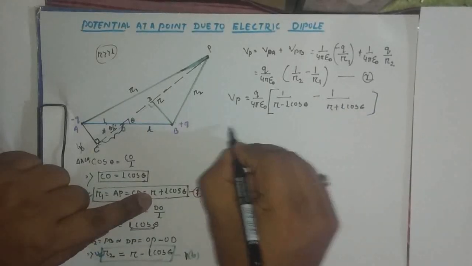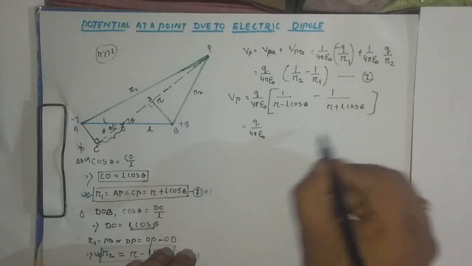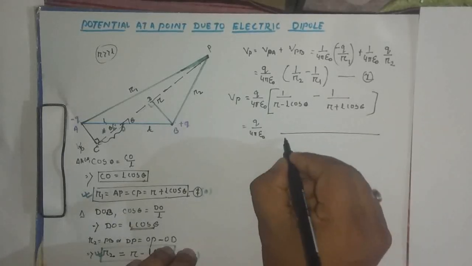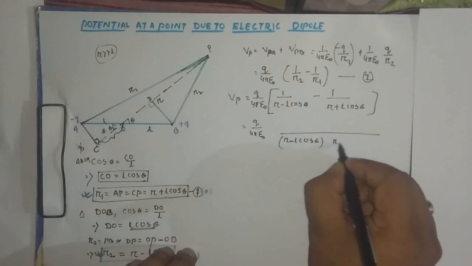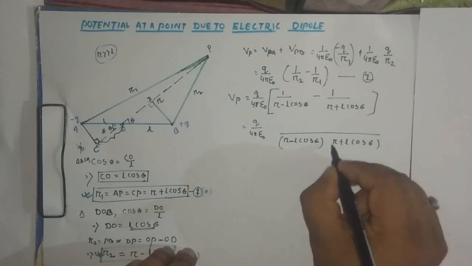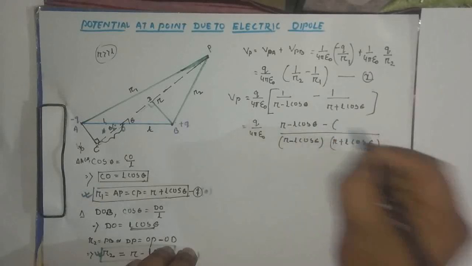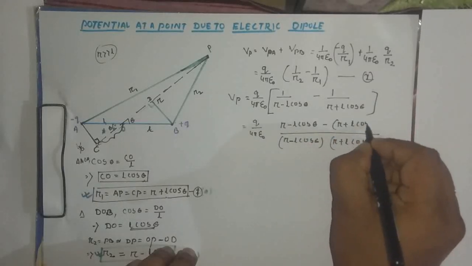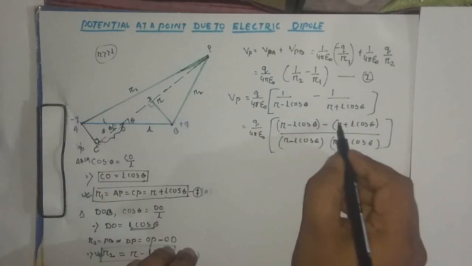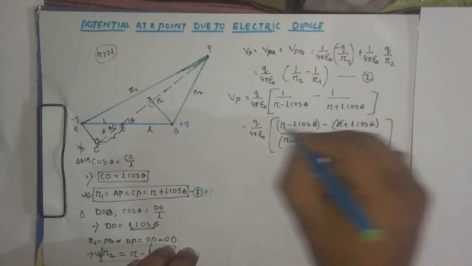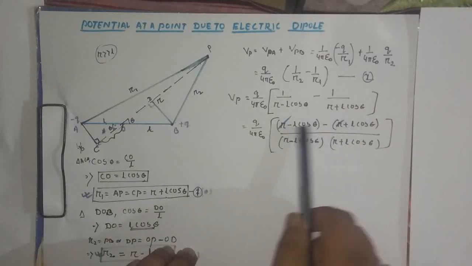Now we know the math. You can proceed and solve it. R minus L cos theta into r plus L cos theta. So here it will be r minus L cos theta minus r plus L cos theta. So from here r will be cancelled and I will get, this will be minus, so minus 2L cos theta.